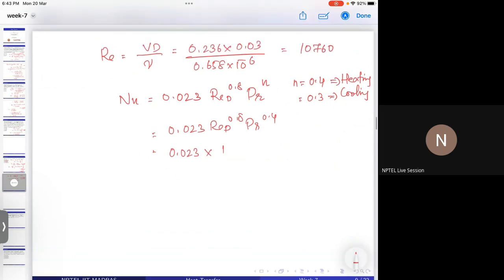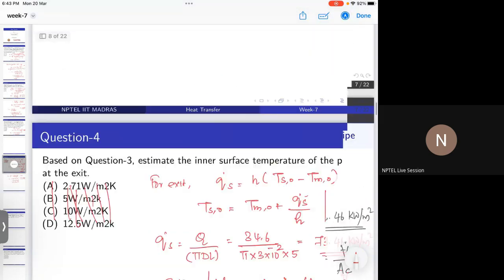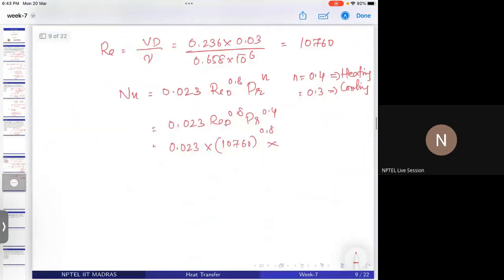0.023, Reynolds number is 10,780, Prandtl number is given as 4.34. That's 69.5. Yeah. Here we are making one assumption, that the flow is fully developed. Okay, then only we can use this Nusselt number correlation.